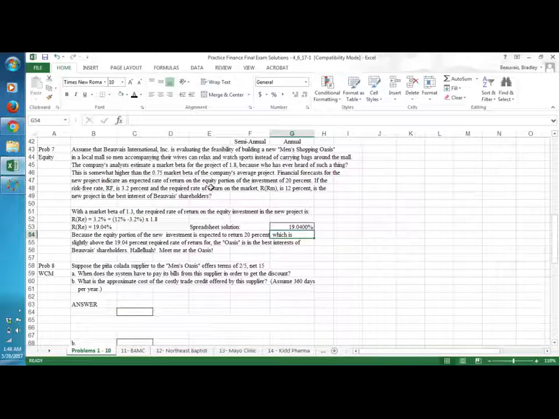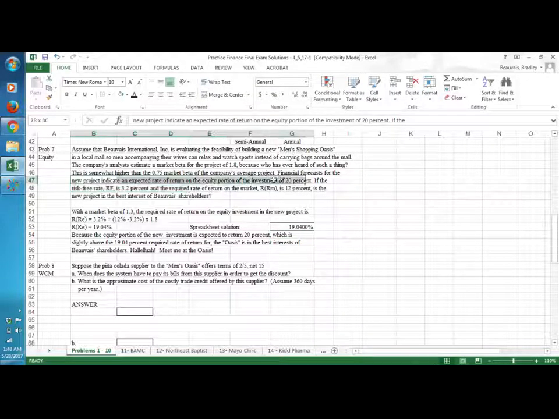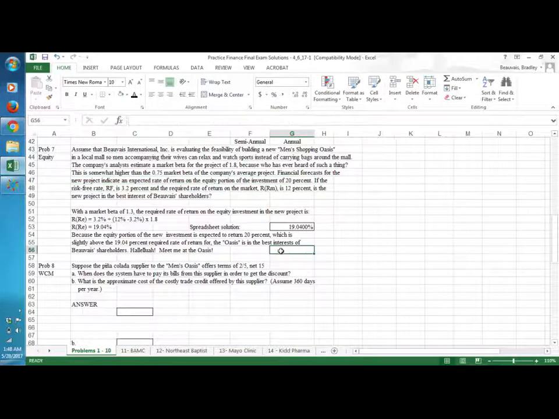And if I'm expecting the new project's expected rate of return on the equity portion of the investment to be 20%, that means it's better than the 19.04% that is required on an investment of this type with this risk factor. Therefore, it looks like it's a project that we want to pursue, and we can press on.